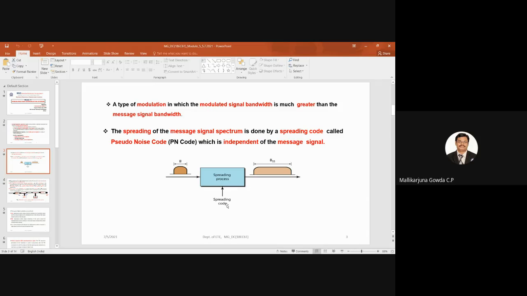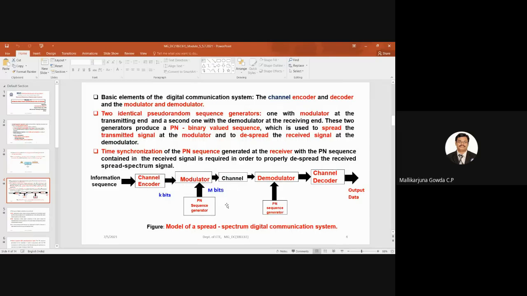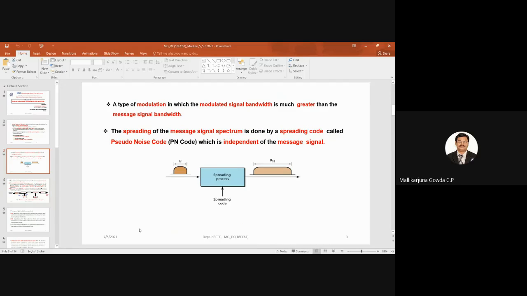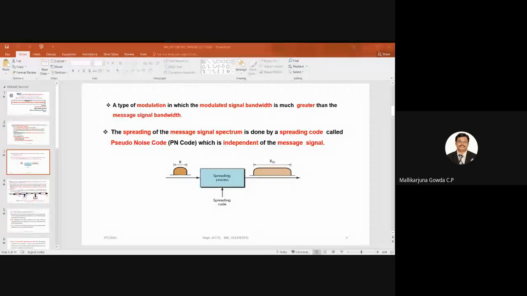Before that, let me show the block diagram of this spread spectrum digital communication system. I expect answers at least for this. What are the different blocks involved in a digital communication system? Yes, any one of you can say. Yeah, be faster.